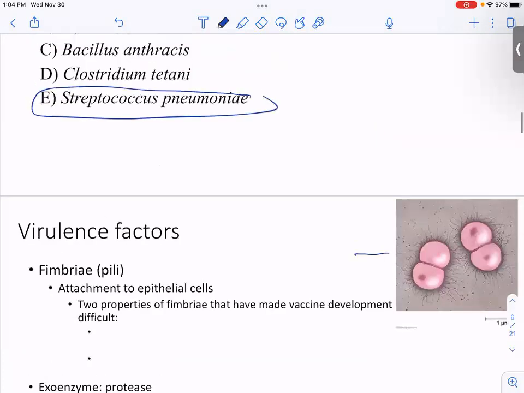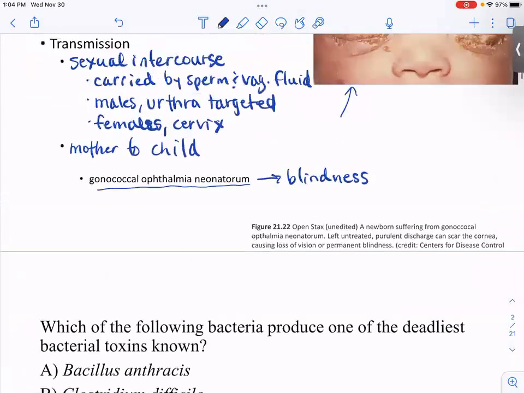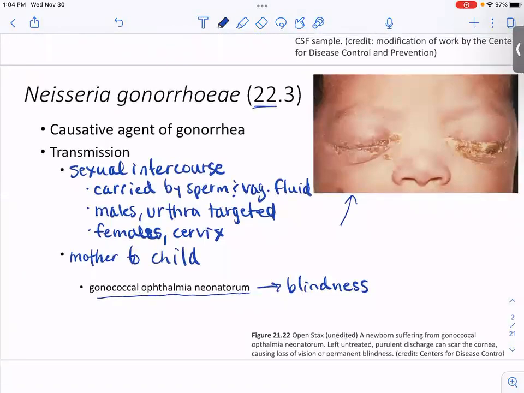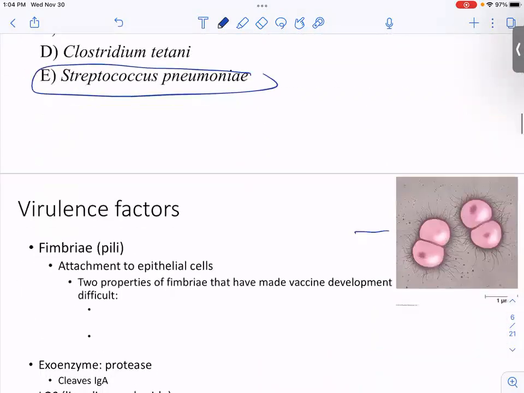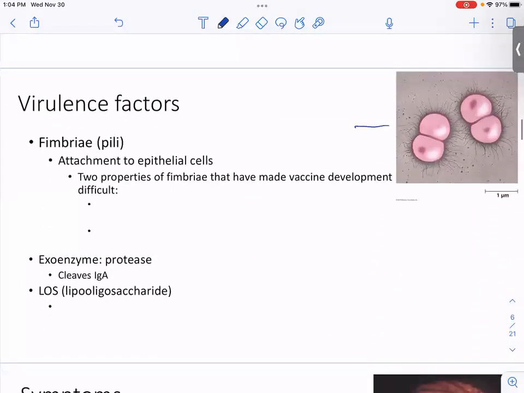So last time we finished off thinking about gonorrhea, how it's passed, the transmission of it. What are the virulence factors that it has? Really, the main one here is that it certainly wouldn't be able to cause an infection without the fimbriae. We either call those appendages fimbriae or pili.